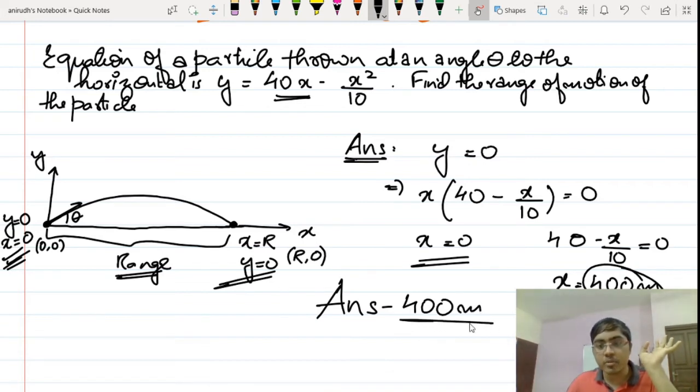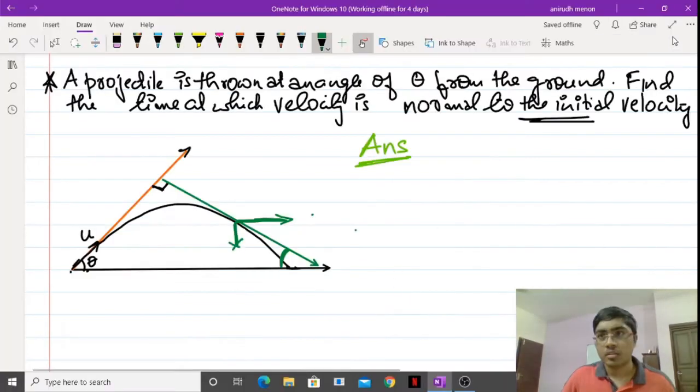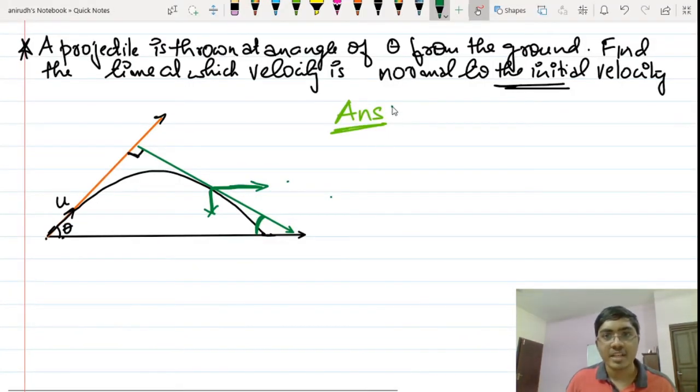See, this is a very simple question. You can get this kind of a question in the NEET exam. Never get these kinds of questions wrong. So guys, this is one of the toughest questions that you can ever think of.